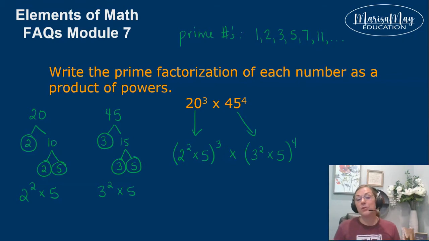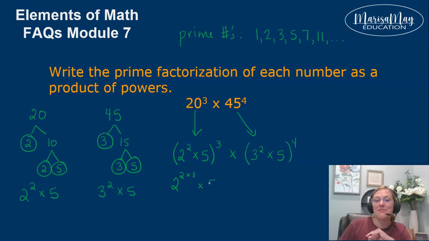Now, remember our rule about exponents? When we raise a power to a power, we can multiply those exponents. So that gives me 2 to the 2 times 3 times 5 to the 1 times 3. Big times in the middle. Now I've got 3 to the 2 times 4. And then I've got 5 to the 1 times 4.